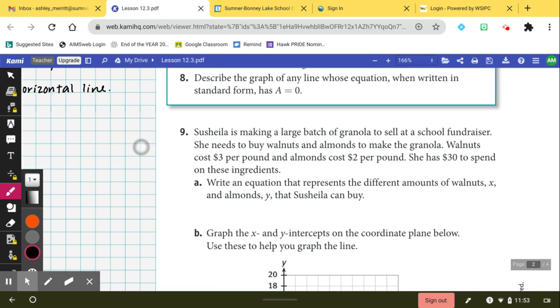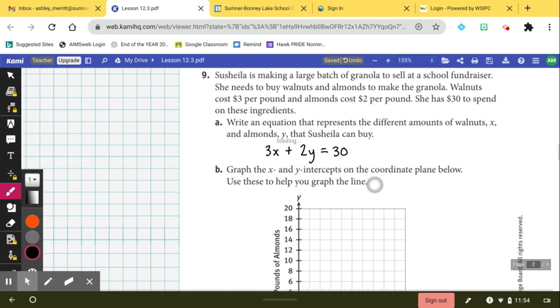Well, our walnuts are $3 per pound, so that's going to be one unknown, how many pounds of walnuts. So that's going to be our x. So it's $3 per pound. When we see per, that's multiplication. So it's 3 times x. And then almonds cost $2 per pound. And that's going to be my second unknown, which is y. So that's going to be 2 times y. And she's buying both of these, so we're going to add those two costs together. And then she can spend $30, so that's going to equal 30.